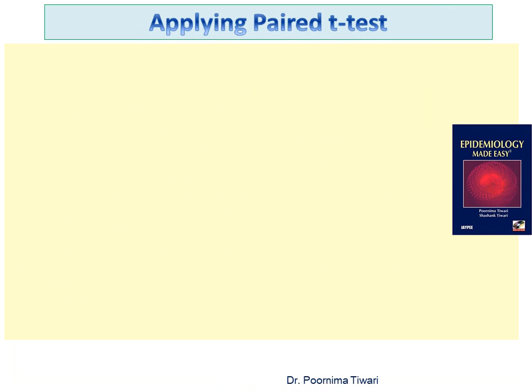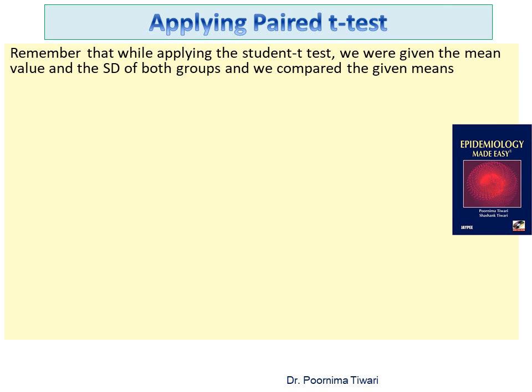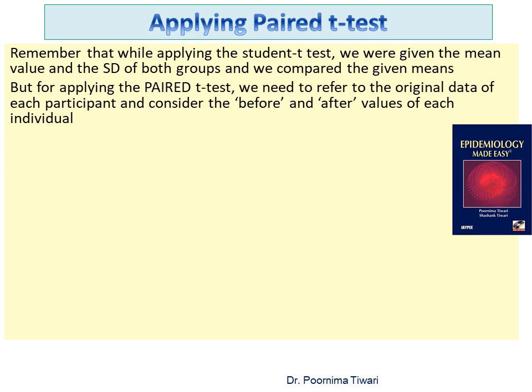Now, steps in application of the paired t-test. Remember, when we applied the student's t-test or the t-test, we were given the means of both the groups and the standard deviations of both the groups, and we compared the means. But for applying the paired t-test, we need to refer to the original data of each participant, and we need the before and after values, the paired values of each individual.